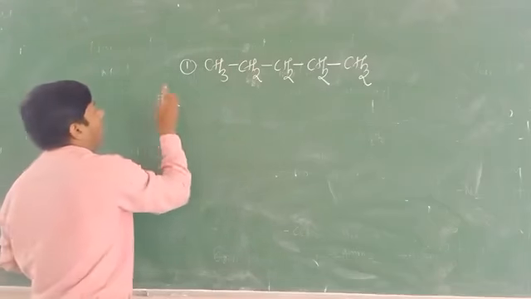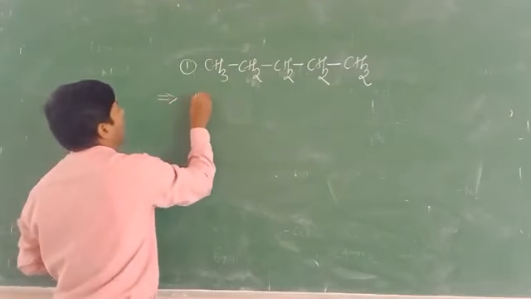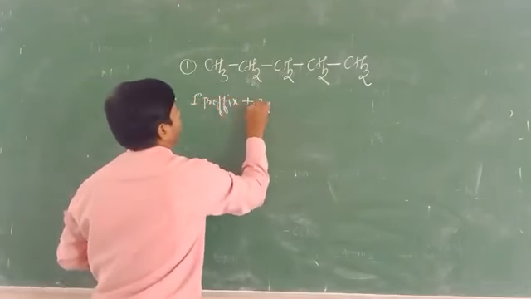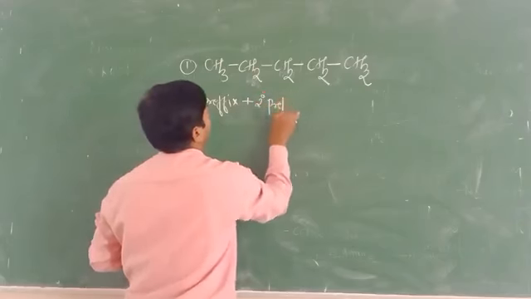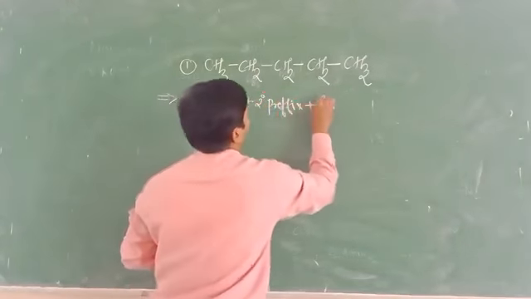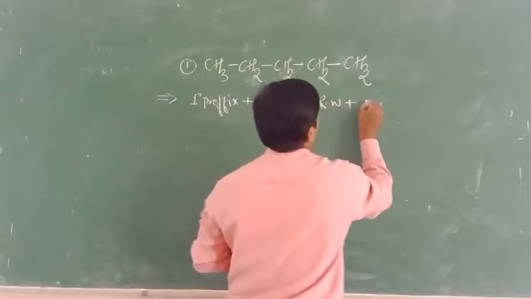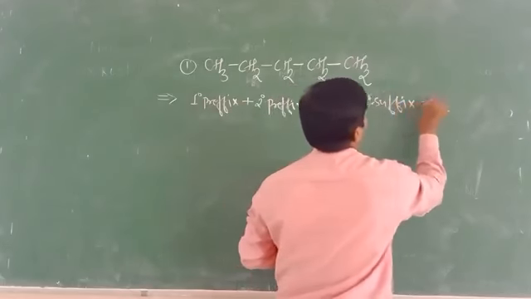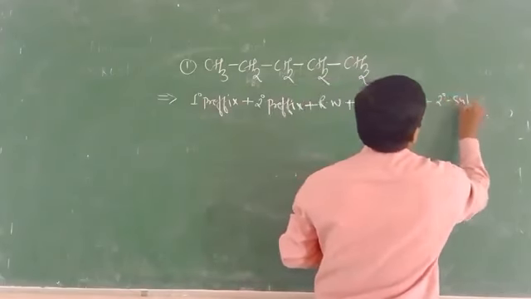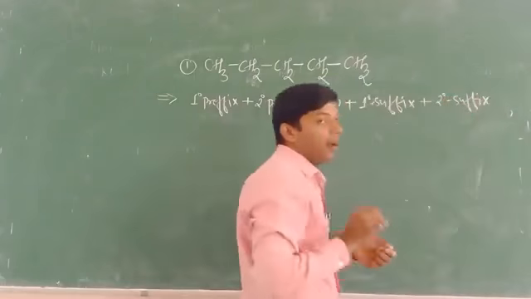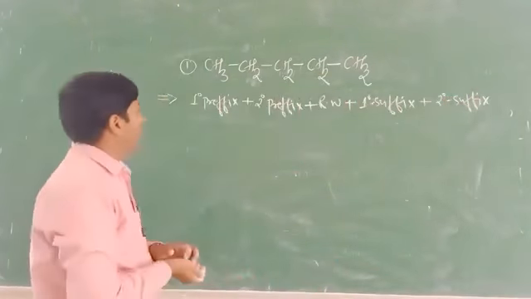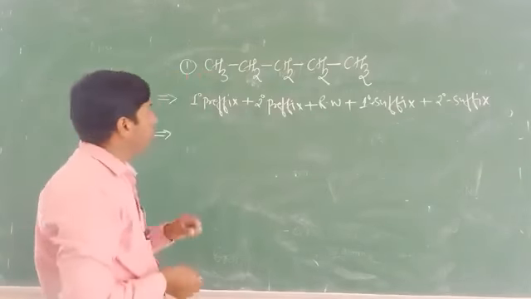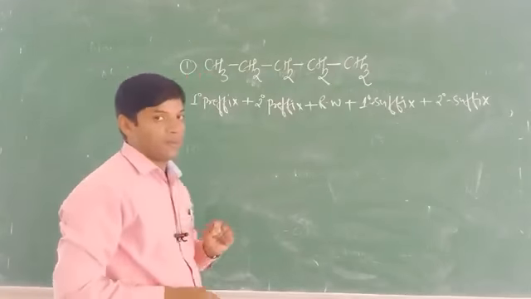First of all, I will write the formula. What is the formula? Primary prefix plus secondary prefix plus root word plus primary suffix plus secondary suffix. You remember this formula to get the correct IUPAC name. I am just going to fill in the information based on the structure. I'll come to the primary prefix.